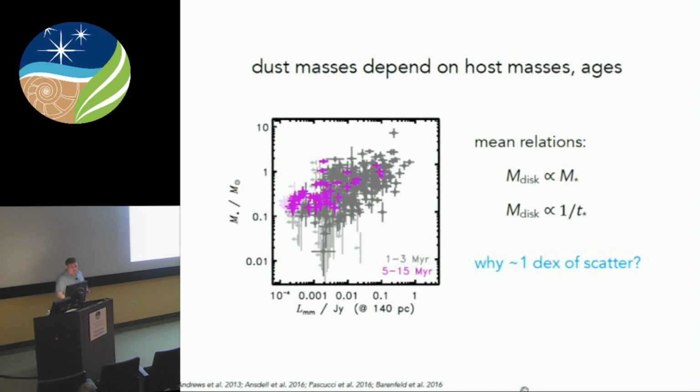And the problem is, you'd like to do this in many different time intervals. The problem is there are basically no nearby clusters that are between 3 and 10 million years old, right? So it's difficult to actually do this, but this is what we have at this point, sensitivity-wise.